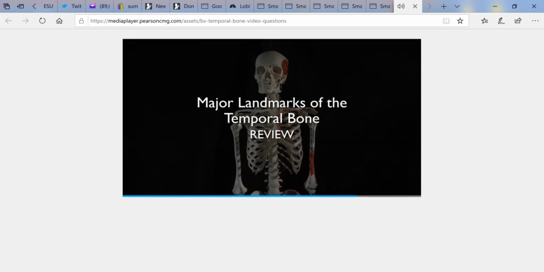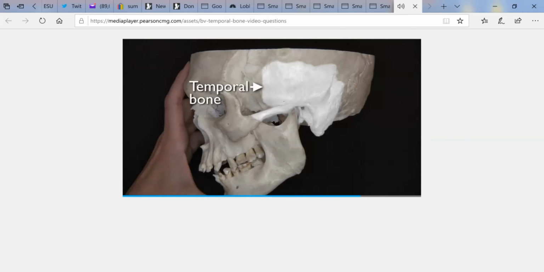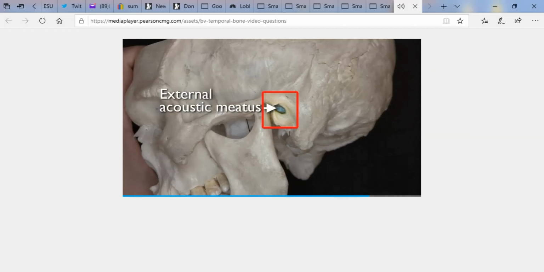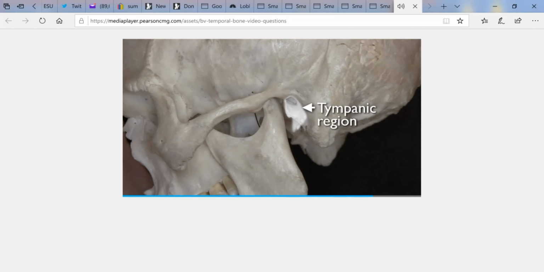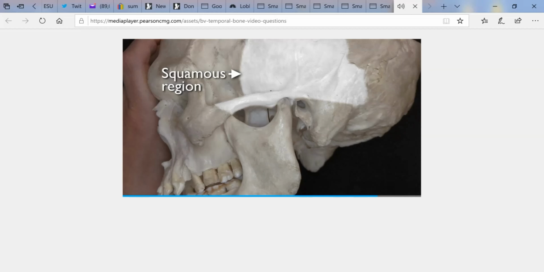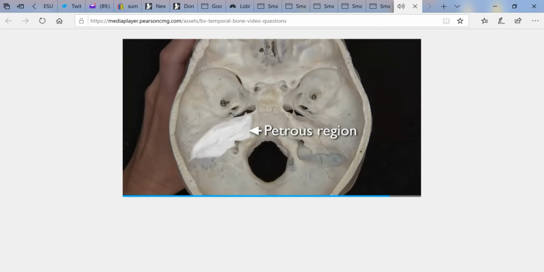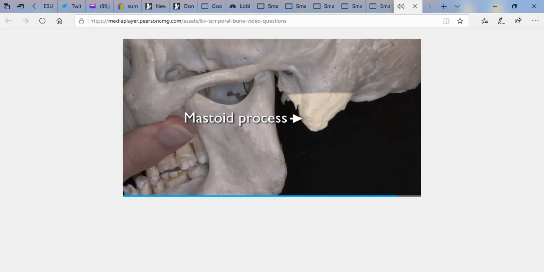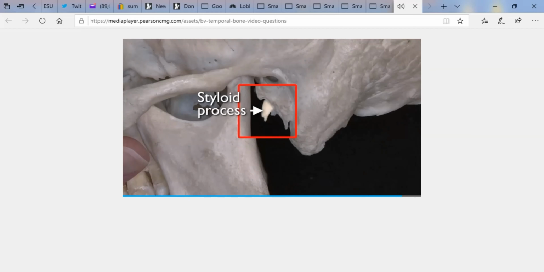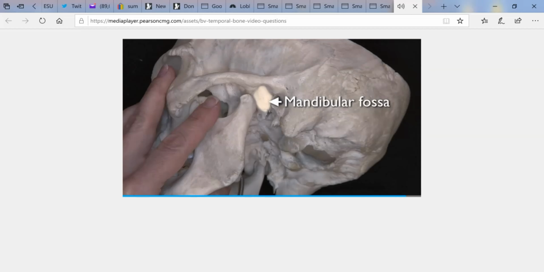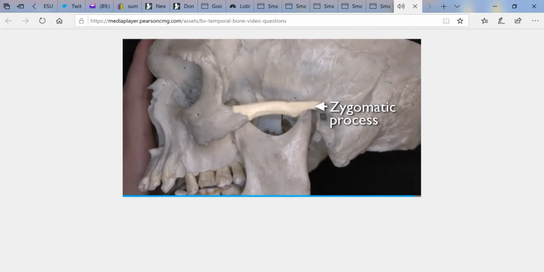Let's finish by reviewing the major landmarks of the temporal bone. Temporal bone. External acoustic meatus. Tympanic region. Squamous region. Mastoid region, petrous region, mastoid process, styloid process, mandibular fossa, zygomatic process.